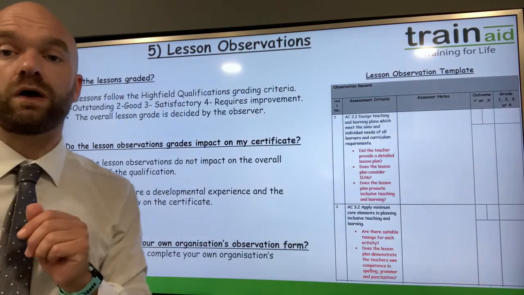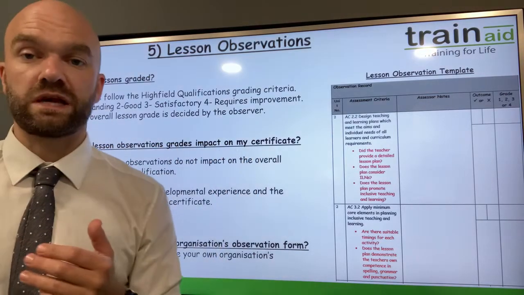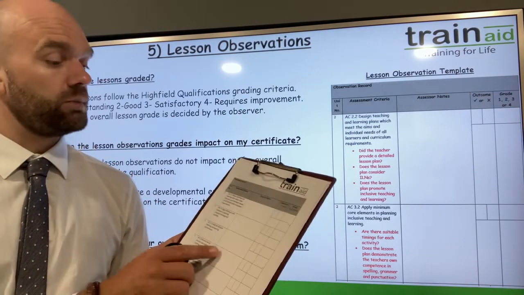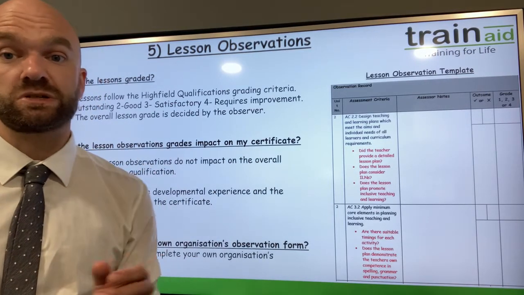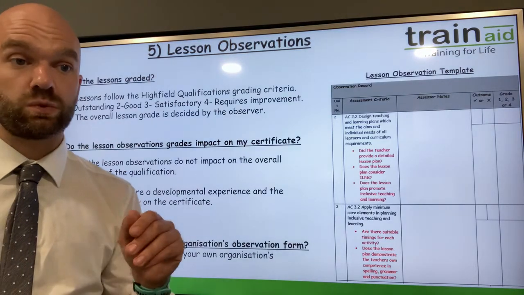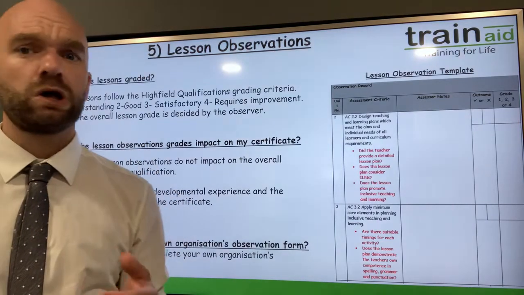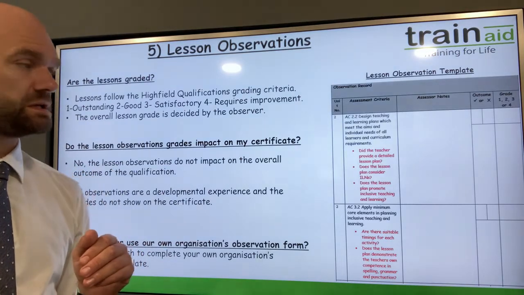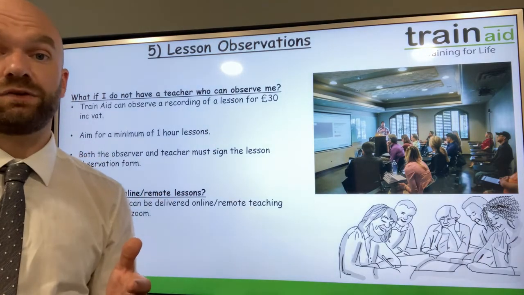In terms of the observer, they can use their own organisation's observation form. So you do not have to use the TrainAid observation grid. If you do have your own internal school or college observation form, fantastic. Please do use that one as well. That's absolutely fine to do. But in terms of the level of detail, 2 to 3 pages for an observation report would be fantastic. But of course, please use your own observation template if you have one.